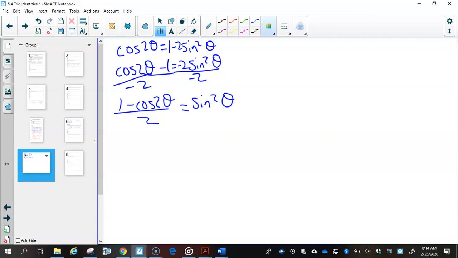Then I can take the square root of both sides. In this case, for your half angles, you do need the plus or minus on the outside. Eventually, you only need one of them, but that will be determined by your problem.